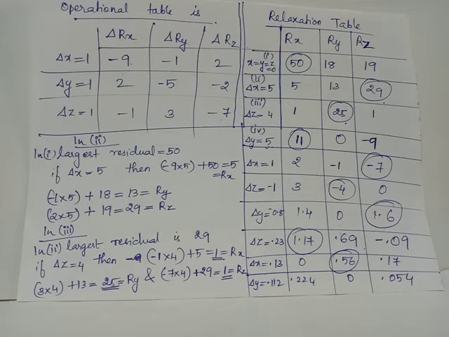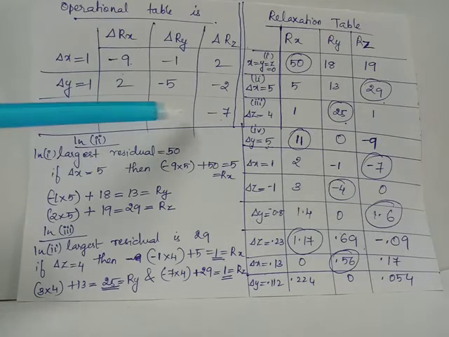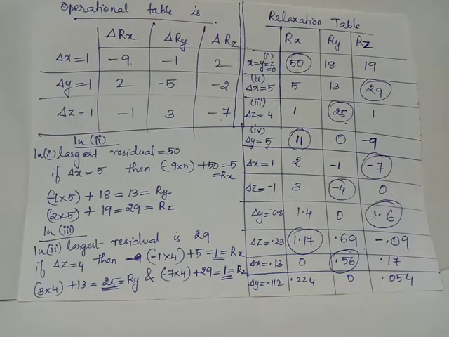When you take delta z equals 0.23 and this value when multiplied to each entry in the last row and added to the previous residual values which are obtained from here, we will have new value of Rx is 0.23 into minus 1 plus 1.4 which is 1.17. Ry equals 0.23 into 3 plus 0 which is 0.69. Rz equals 0.23 into minus 7 plus 1.6 which is minus 0.09. Here we have 1.17 is the largest value which has to be reduced to smallest possible value.